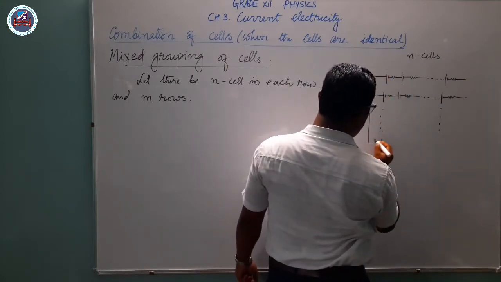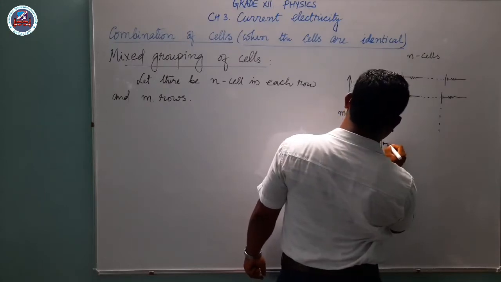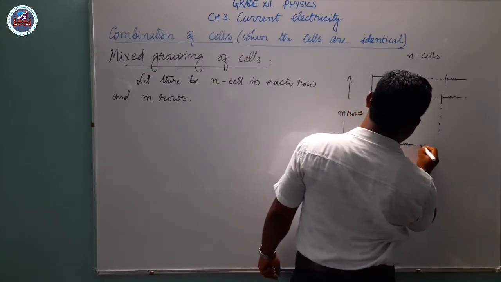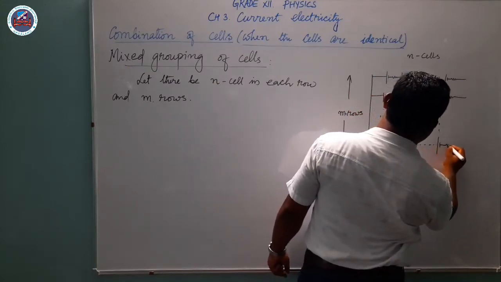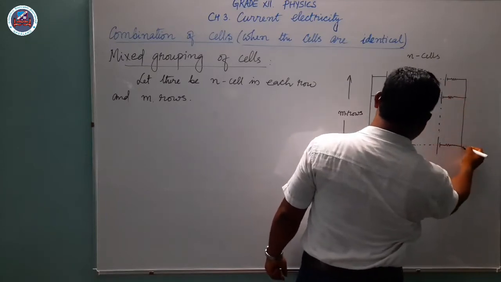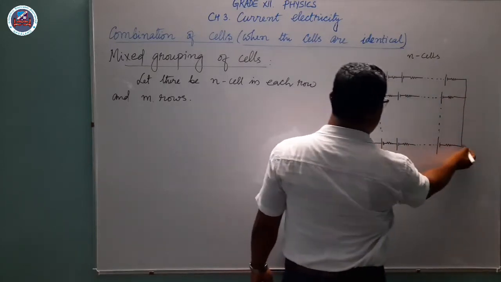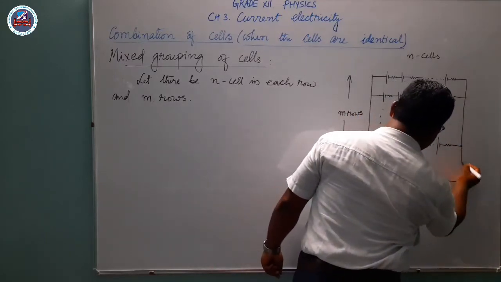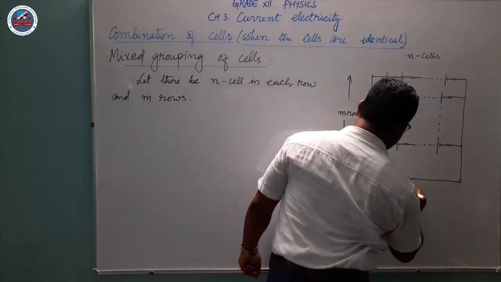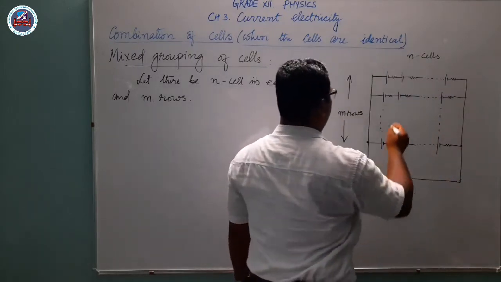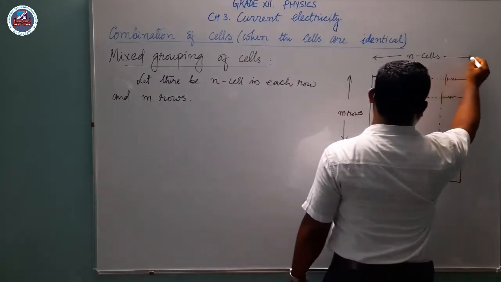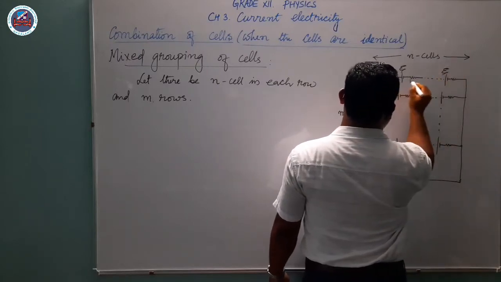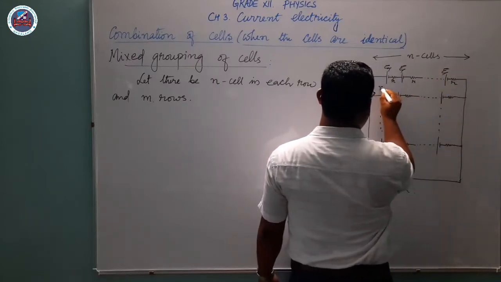Let us connect them in parallel, like this. All of them are connected to two endpoints here and here, and then one external resistance. Let us take it as R. Each cell has an EMF epsilon and internal resistance R. All the cells are identical.